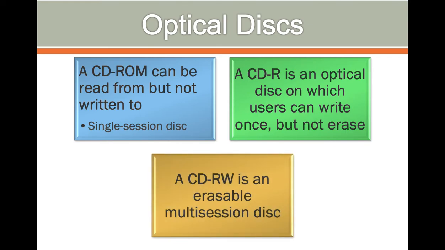It can be a CD-ROM, CD-R, or CD-RW. A CD-ROM can be read from but not written to. It's a single session disc. A CD-R is an optical disc on which the user can write once but not erase. And we also have a CD-RW, which is an erasable multi-session disc.